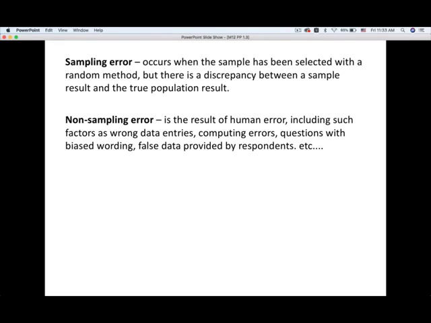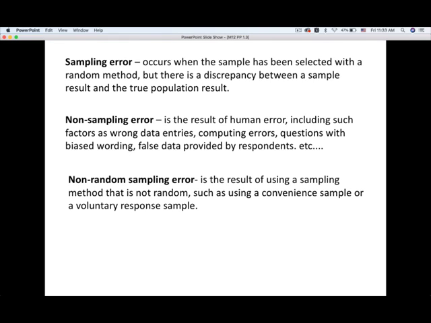Non-sampling error is the result of human error, including such factors as wrong data entries, computing errors, questions with biased wording, false data provided by respondents. Remember in section 1.1 we talked about it, sometimes people refuse to answer the survey questions and make your result dramatically different. Or you may have wrong data entries. You may want to put 52, but you put 25 on it. And we call this non-sampling error.